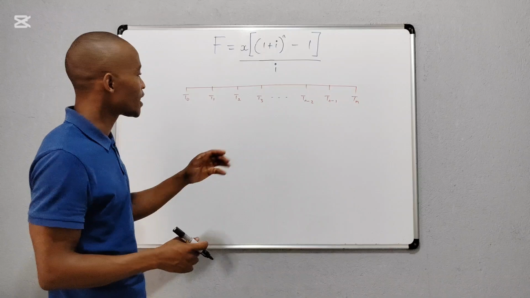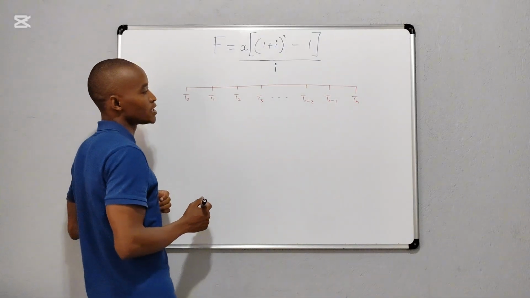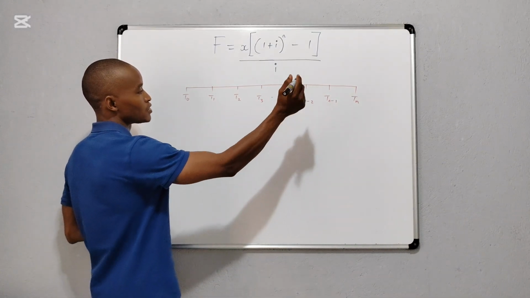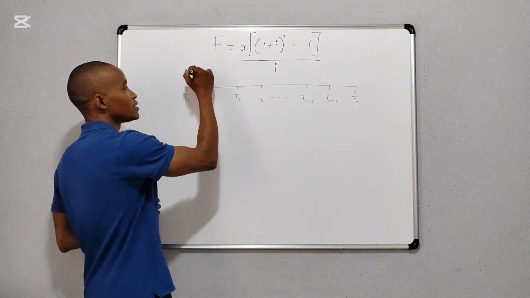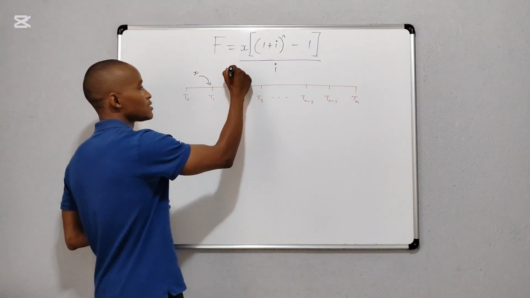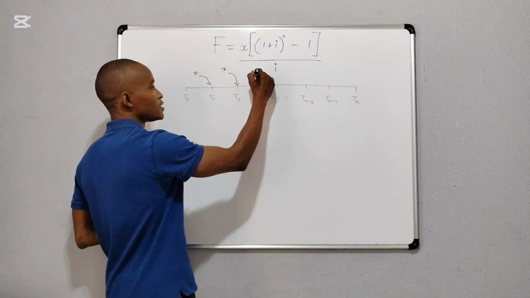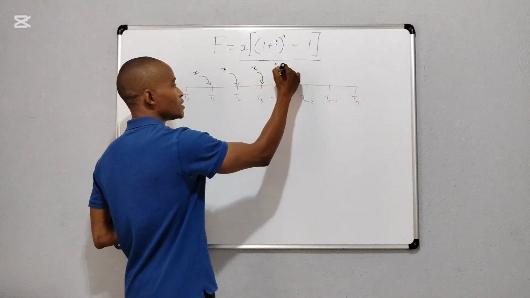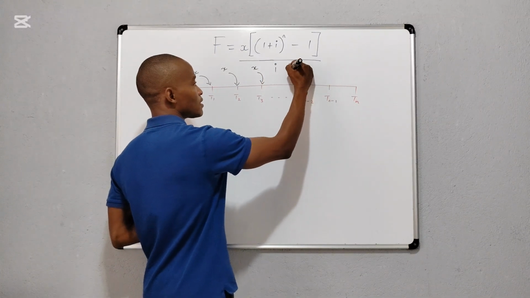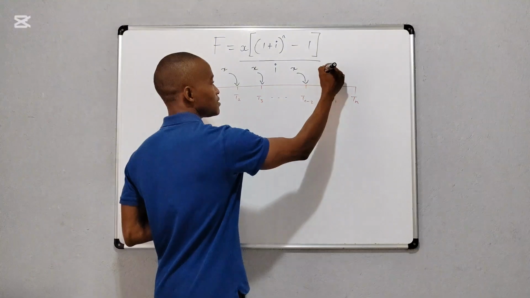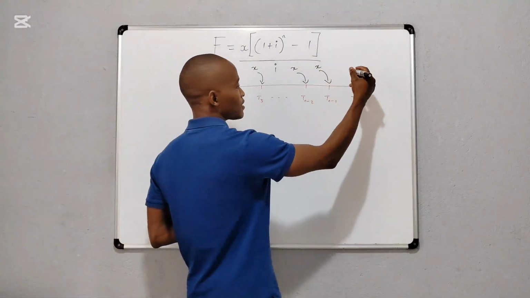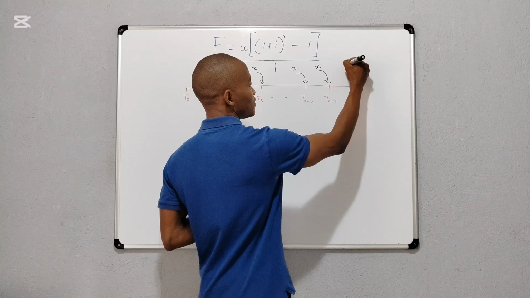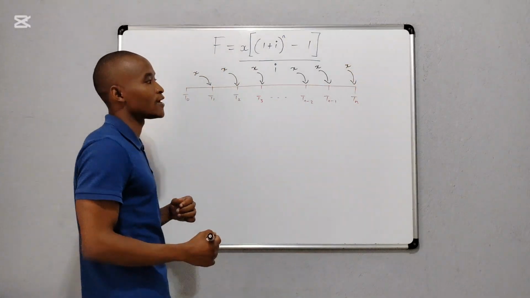Okay, so here's a timeline. Let's put in some more details from T0 to Tn. So you make your first payment there called X. The second payment comes in there. Third payment, second last payment. You go with the third last payment, second last payment, and then your last payment comes in there.